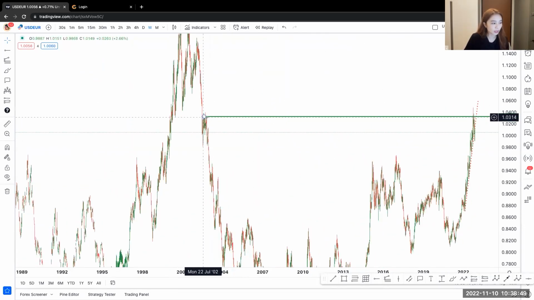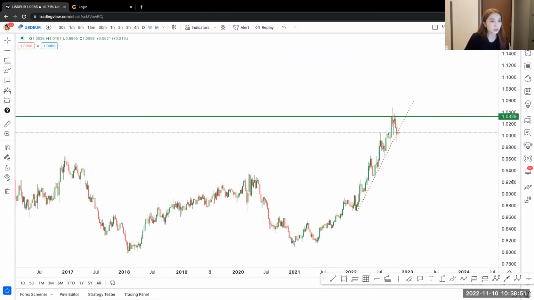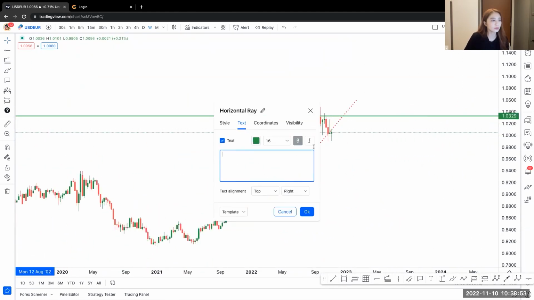Okay, this is a very small level, but it's still something to take note of. We are looking at this horizontal level. Let me just annotate this.